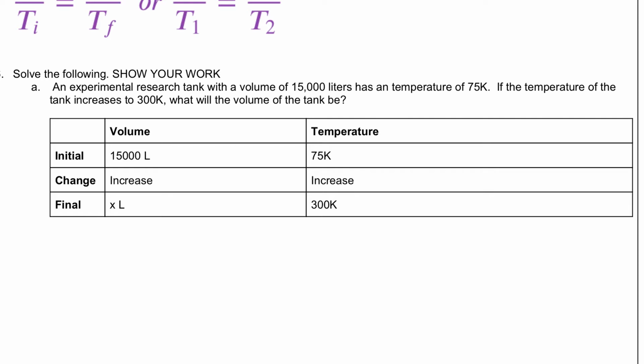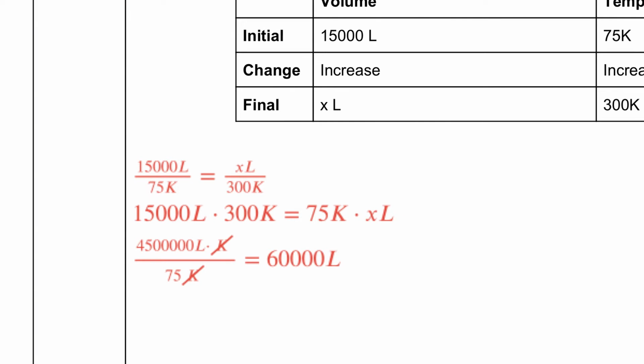So I set up my table with my initial volume, my final, I don't know what my final volume is, my initial temperature, and my final temperature. My temperature increased, which means my volume must have increased. When I plug that information into the formulas, I am left with 15,000 over 75 is equal to some number of liters over 300 K. And you have to cross multiply to solve for your unknown. So I'm left with 15,000 times 300 is equal to 75 times something we don't know.